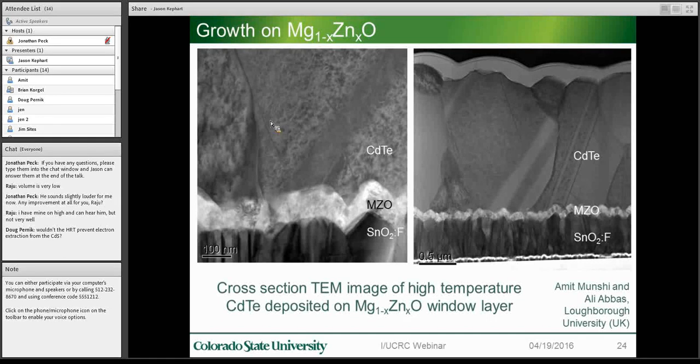Of course, the window layer serves as a growth template for the absorber, and so how the cadmium telluride grows on the MZO is very interesting. This is a project done by Amit in our lab through the IUCRC, and he was trying to make high temperature cadmium telluride, but at the low pressures we use, the cadmium sulfide can resublimate at very high temperature, but the MZO is very stable. We also see that the MZO seems to follow the roughness of the TCO quite closely, which is desirable. And by depositing at higher temperatures, Amit has been able to get these large grains that can go all the way from the front to the back of the device.